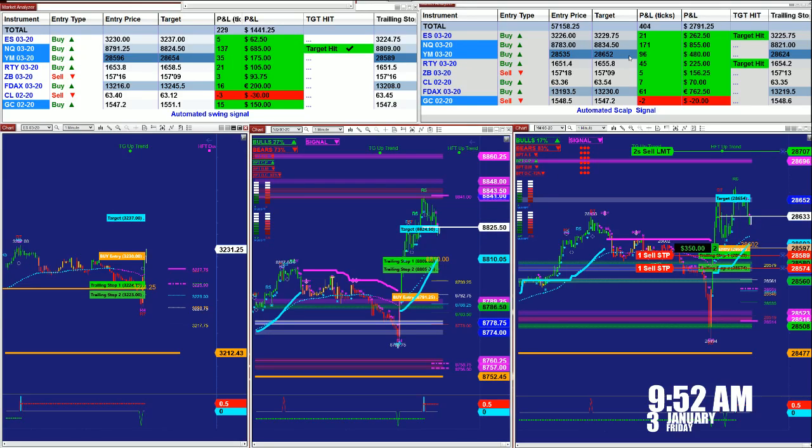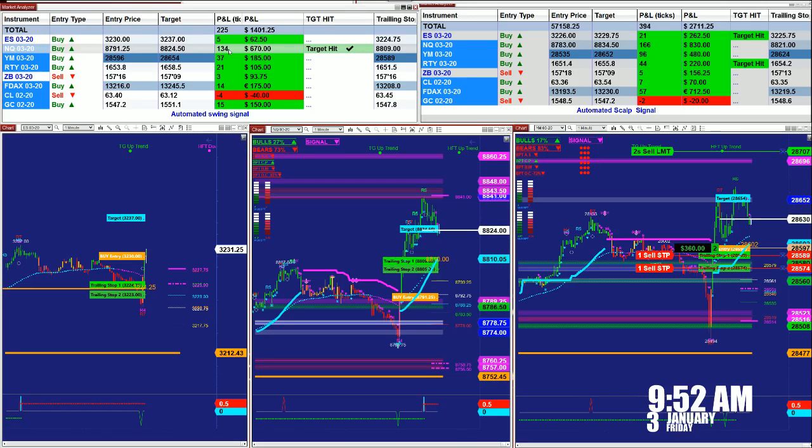The first thing, we already hit the target on the Nasdaq. We had a signal at 87.91.25, with a target of 88.24. We hit the target. We are right at the target. On the market analyzer, based on one contract, it made 137 ticks based on the last entry signal.